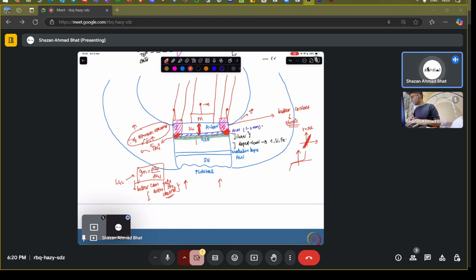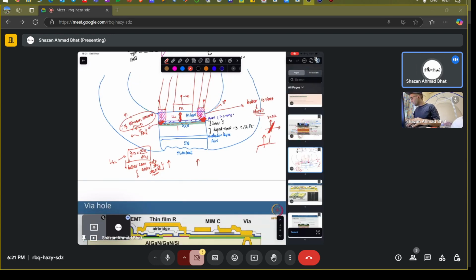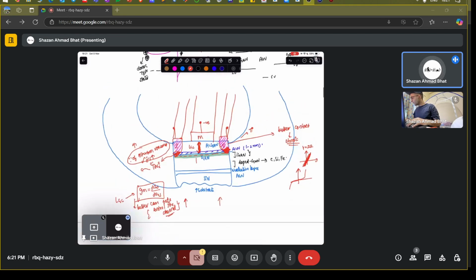There is a lot of physics involved there, and again it's the contact resistance that comes into the picture, and it's still an open area of research. People are still working on how to reduce the contact resistance. So that is about this.